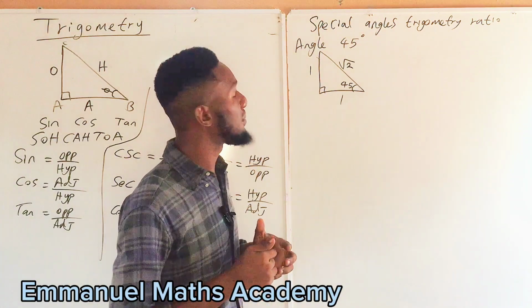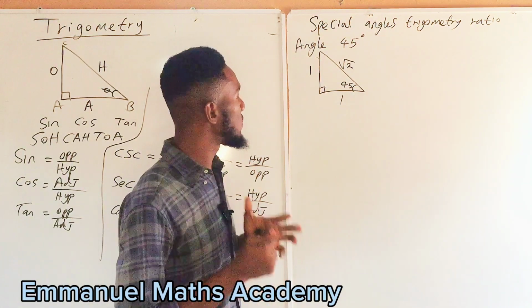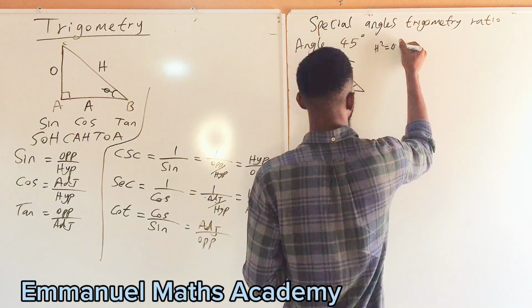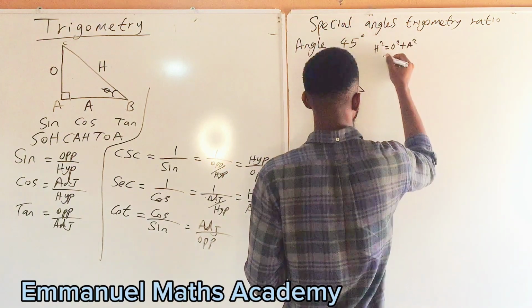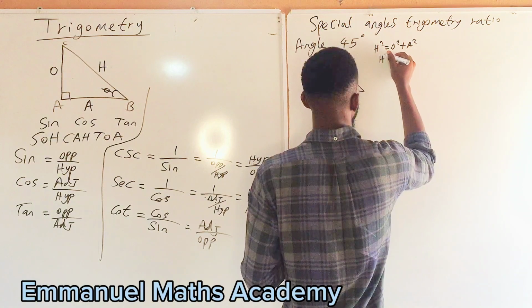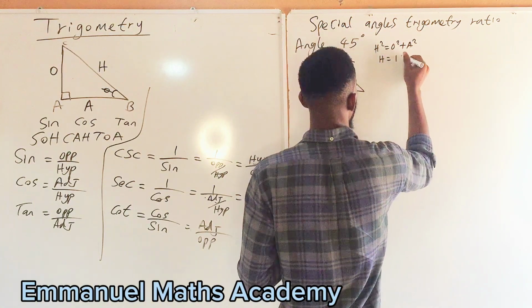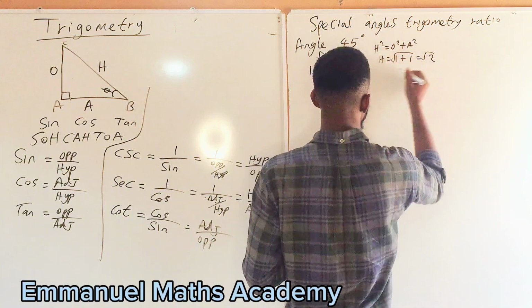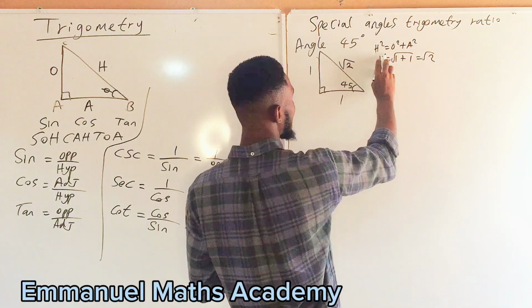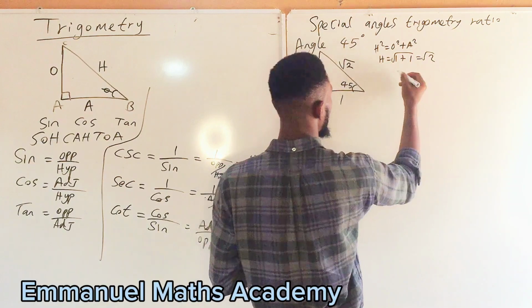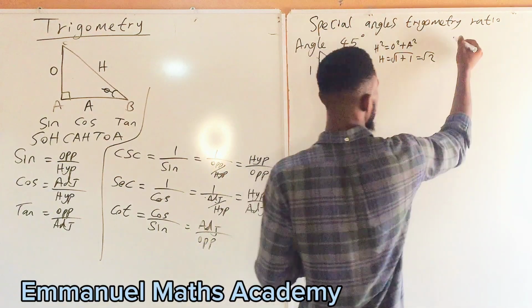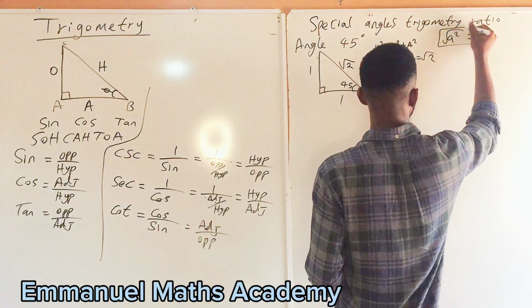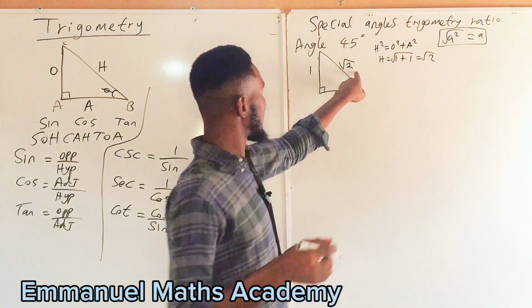Because if you apply Pythagoras theorem, which says that h square is equal to o square plus a square, h square is equal to 1 plus 1, which is 2. You have root 2, because when you do this, you now take the square root of both sides. And from your law of indices, square root of a square is the same thing as a, right? So that's how I arrive at this.